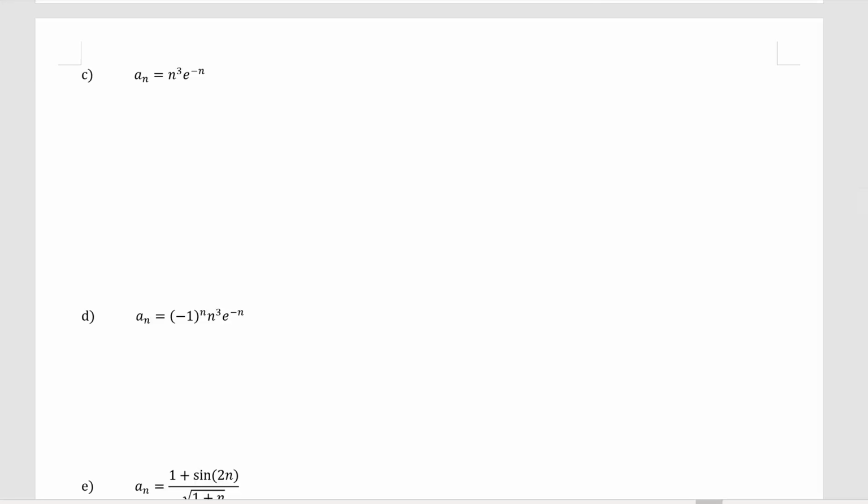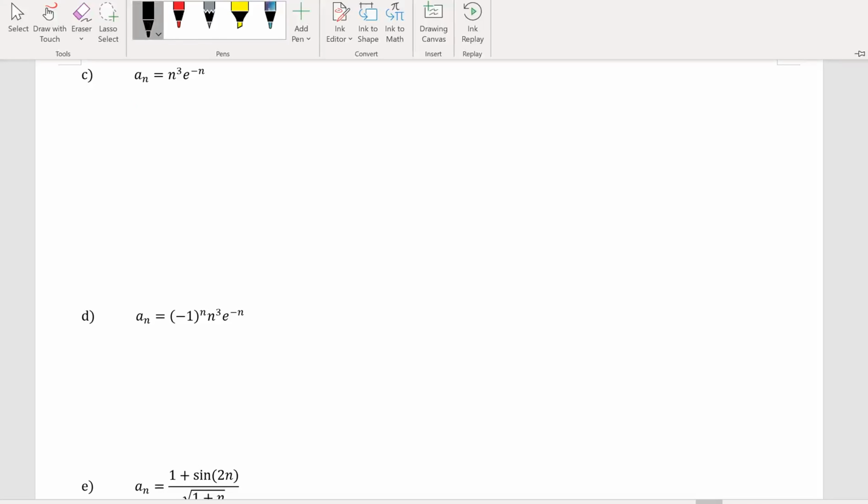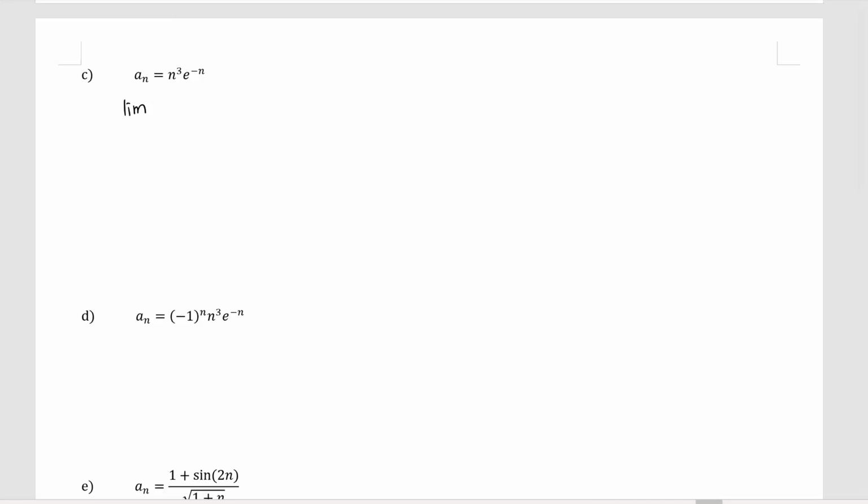Okay, so last time we talked about sequences, and let's continue to compute the limits of sequences. Here we have the limit as n goes to infinity of a sub n, which is n cubed times e to the minus n. You can see e to the minus n means we have e to the n in the denominator. Last time we talked about how a sequence is just like a special case of a function.